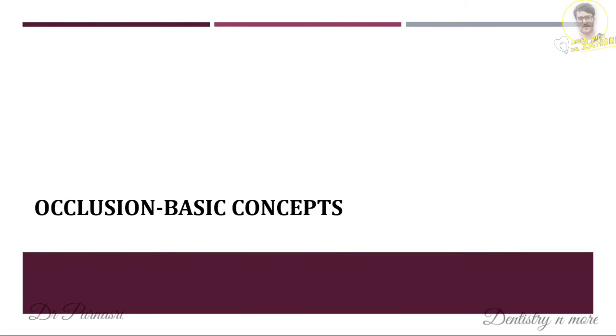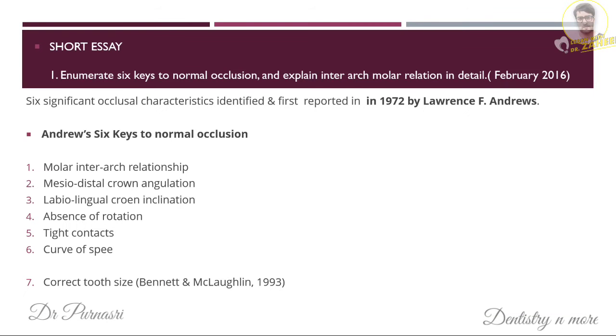Coming to our next topic, occlusion, the basic concepts. Here also we have some short essays. The first question is: enumerate 6 keys to normal occlusion and explain interarch molar relation in detail. So who gave the 6 keys to normal occlusion? This was given by Lawrence F. Andrews in 1972. He said these 6 characteristics are important for a normal occlusion.